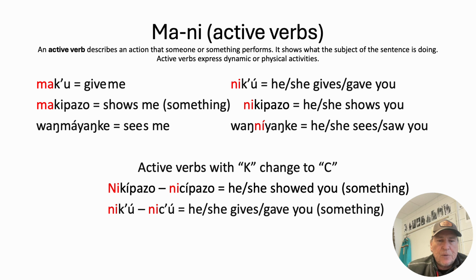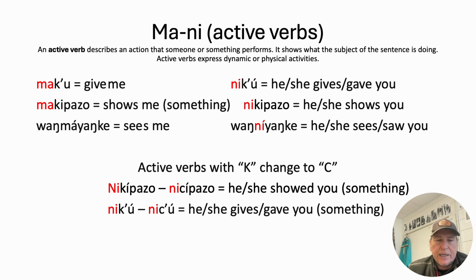Okay, the reason I had you put a check mark beside those top two, that we changed to niku and nikipazo, is that there are some things in Lakota where there are going to be some sound changes. For active verbs using the ma and the ni, when they have a k, that is going to change to a ch. So instead of saying nikipazo, it's going to change to nichipazo.